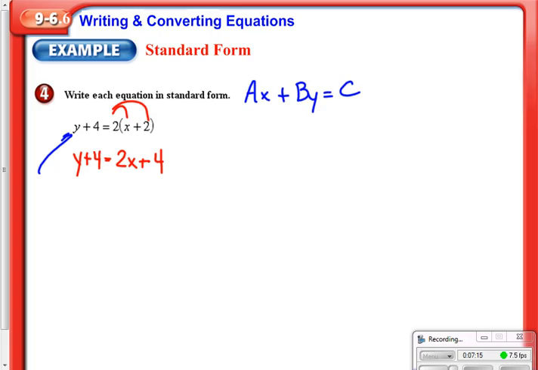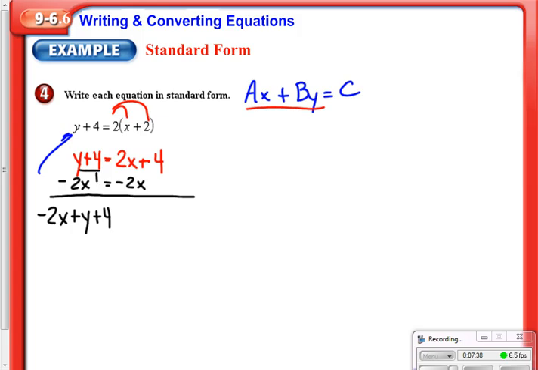Now remember, on one side we need to get the x's and y's. I have the y right now on the left side and the x right now on the right side. So I'm going to bring that over to the left side. So I'm going to subtract 2x from both sides. When I do that, I get -2x. I would drop down my y value. I would drop down my 4 value. Equal sign lines up. The 2x's cancel out. I drop down 4.